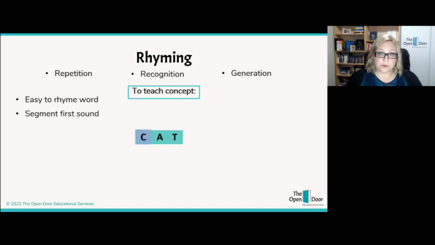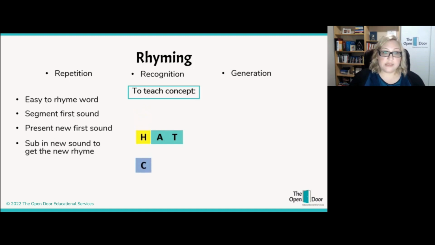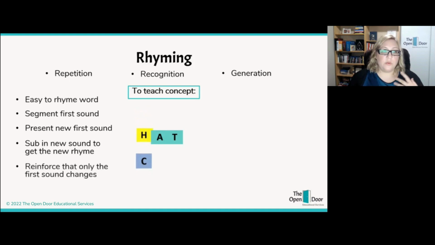You would segment the first sound from that word, k, at. You would present your new sound, and you would sub that new sound in, at. You would reinforce that we have only changed the first sound and that the rest of the word has stayed exactly the same.